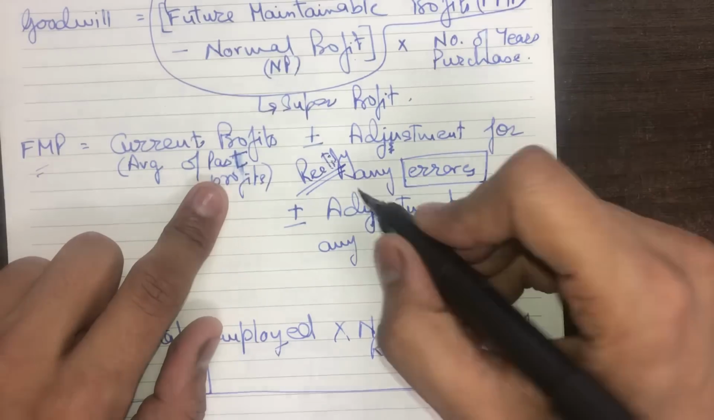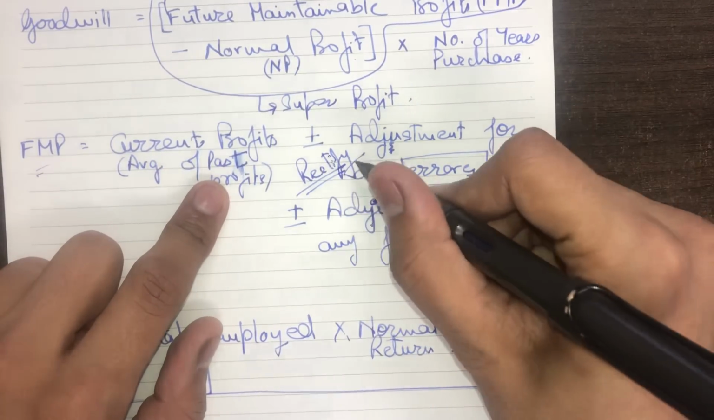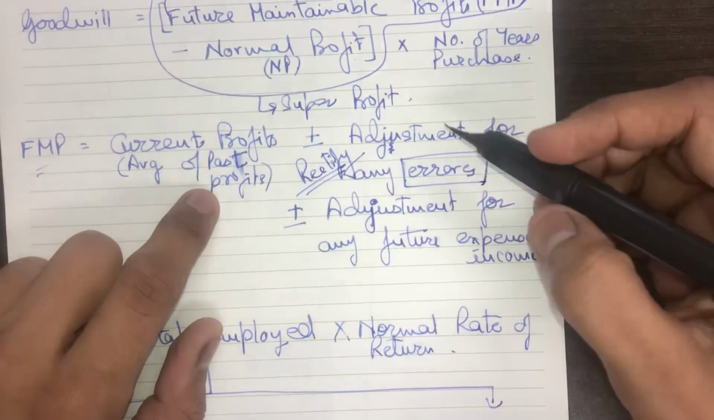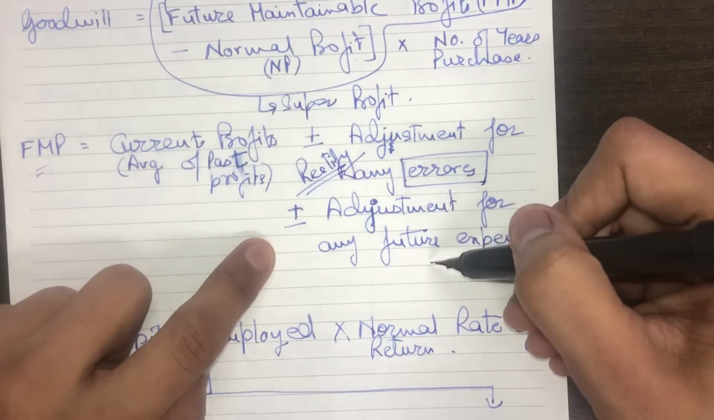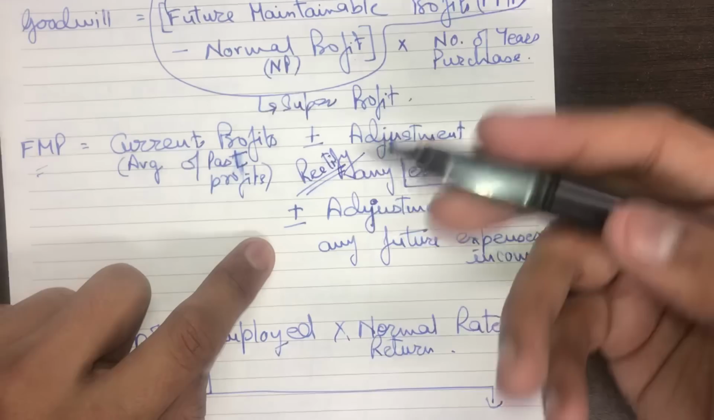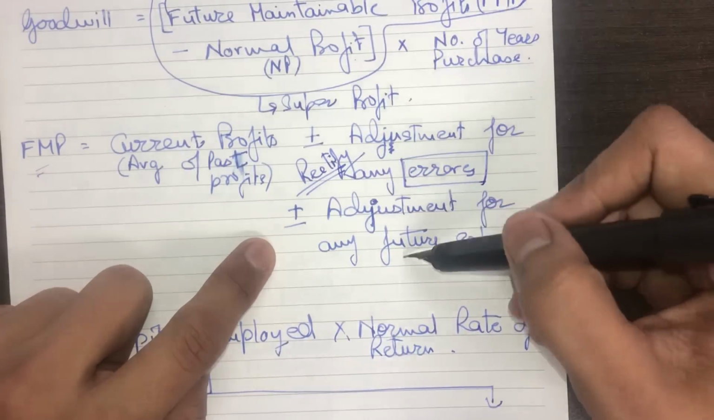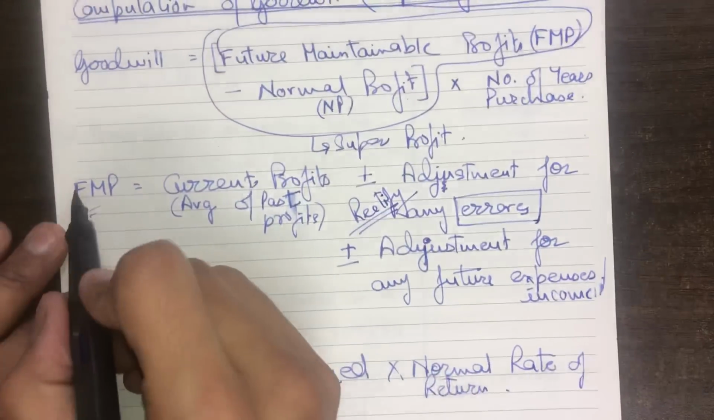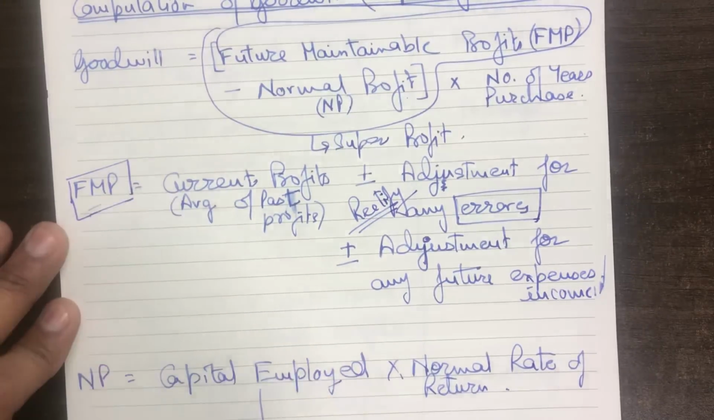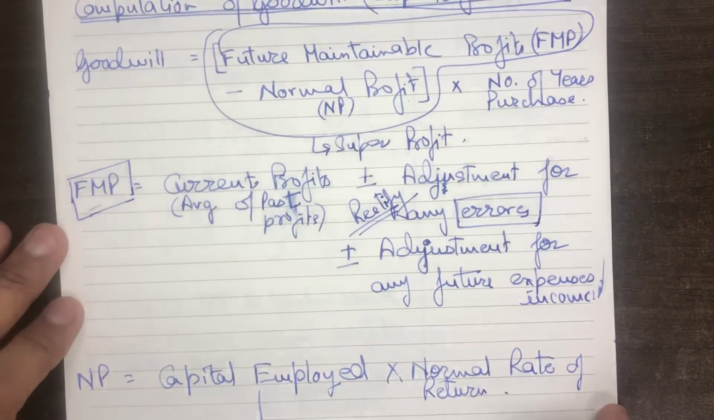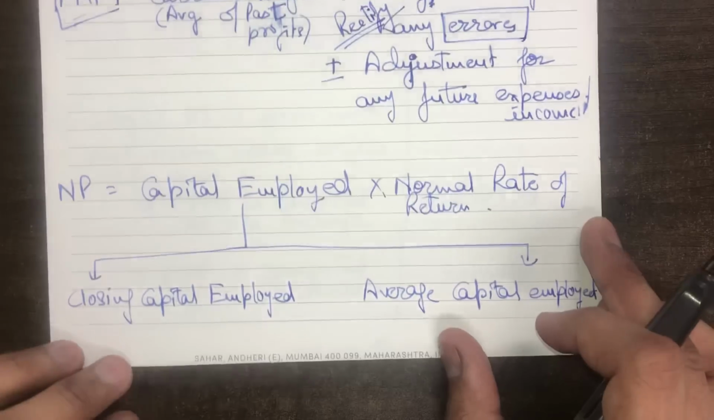One, the rectifications. If there is any error in the existing profit, then you have to rectify that profit. And second is the adjustment for any future expenses. If there are some expenses which are expected in future, then those should be adjusted to compute FMP, known as future maintainable profits. Now coming on to normal profit.